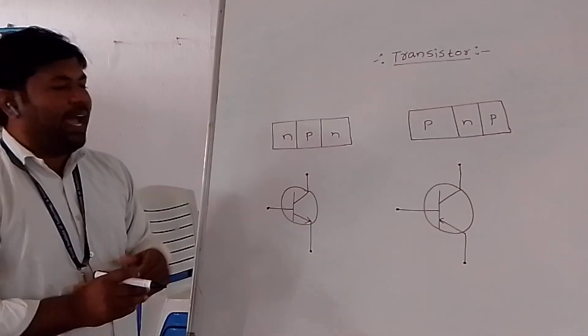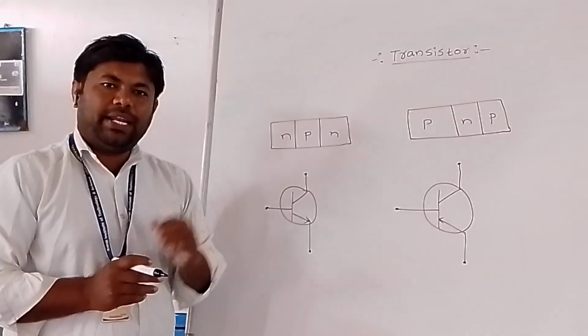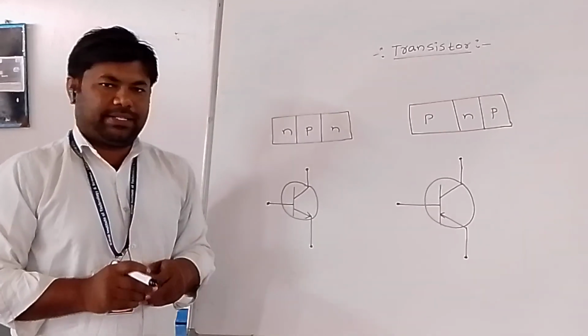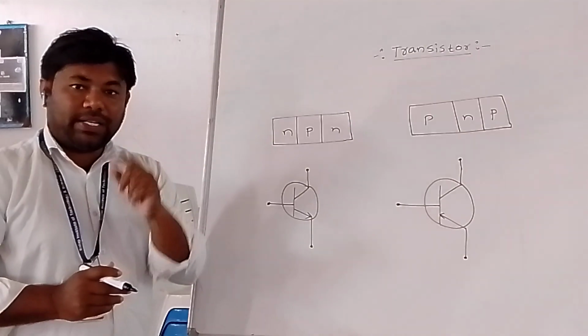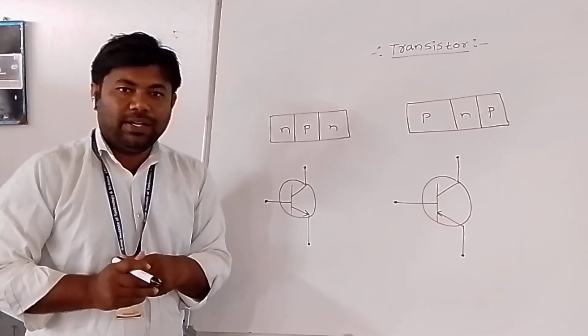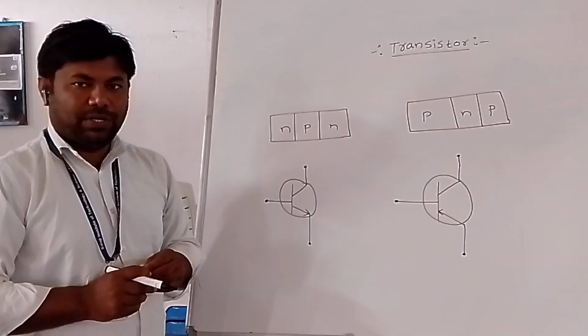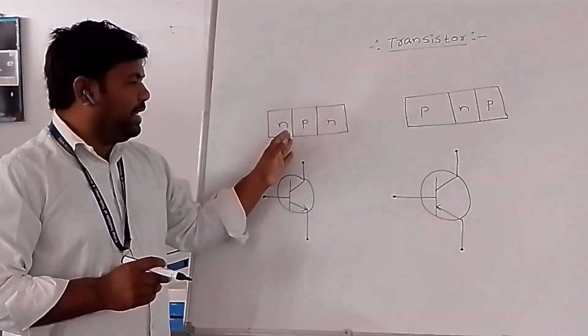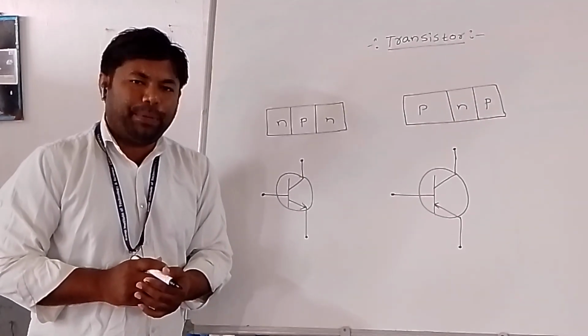So a transistor has three terminals. The three terminals are emitter, base and collector. And also a transistor has two junctions. So what are the two junctions? We can discuss here. First, a transistor has two types of configuration. The first one is NPN and the second one is PNP.